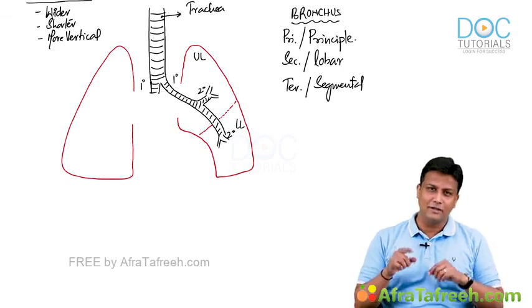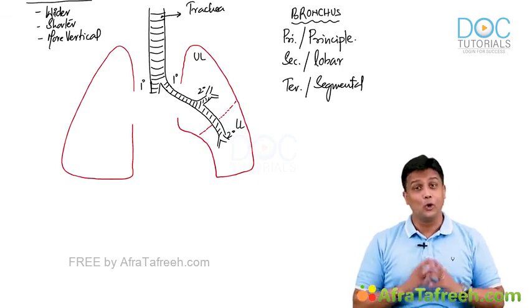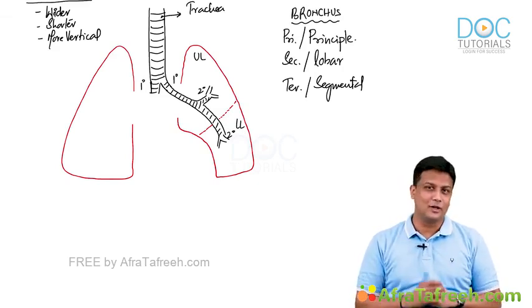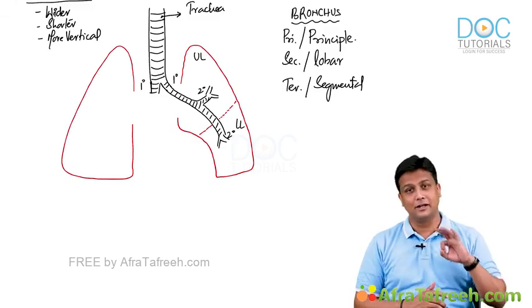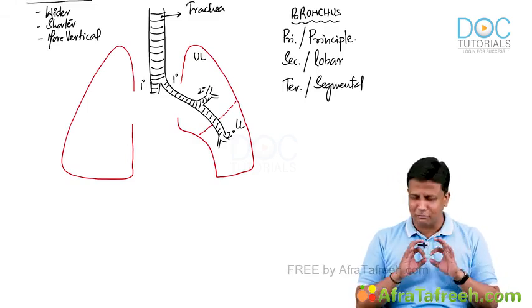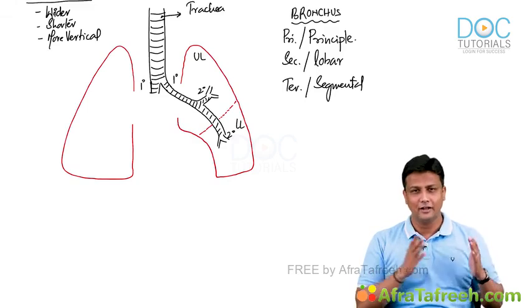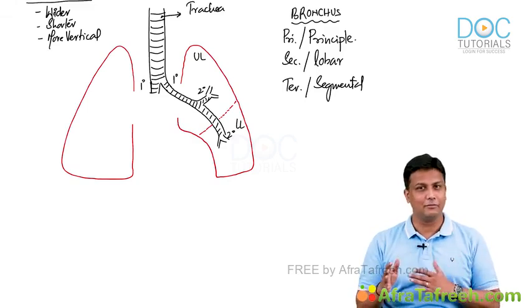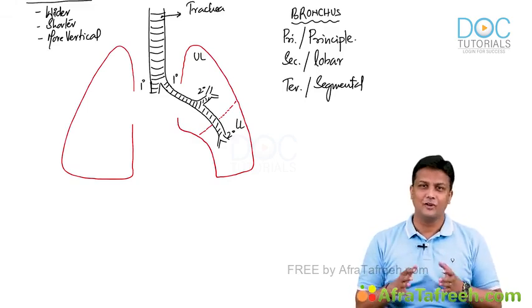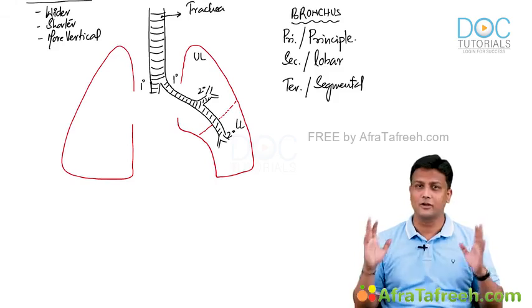And the lung will be supplied by the primary bronchus. The lobe will be supplied by the secondary bronchus. And the segments will be supplied by the tertiary bronchus. So make it very simple. I repeat again: lung, lobe and segment; primary, secondary and tertiary. Crystal clear concept. That's all.